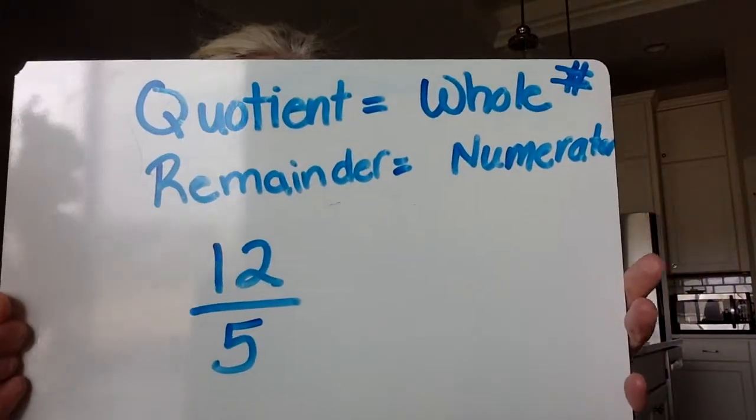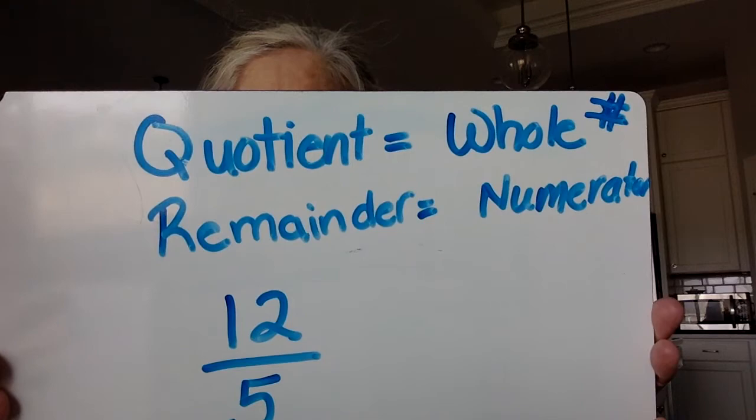All right, I'm going to erase this and we're going to do another one. Let's see, how about 12/5? 12 over 5. That is an improper fraction because the numerator is larger than the denominator. So let's fix it. Turn it into a division problem. Pause the video and turn that into a division problem. Work out the division problem, and then when you're done, unpause the video and we'll go forward.